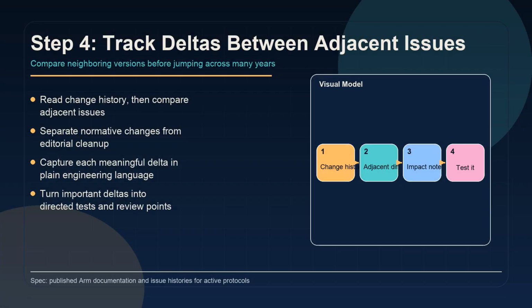When a protocol has many issues, compare adjacent steps first. That preserves context and makes it easier to see whether a change is truly normative or only editorial. The output should be a short impact note that engineers can act on, not a vague summary.